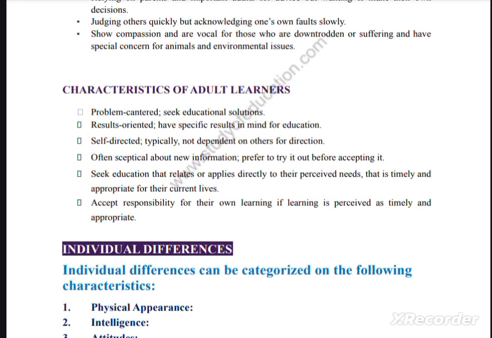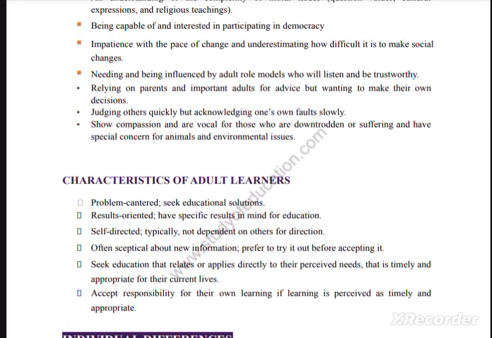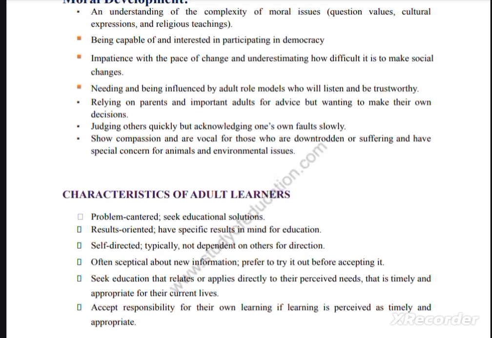So let us move to the characteristics of adult learners. When we reach adulthood, we get results-oriented behavior and results-oriented goals. They may have specific results in mind for education. And next is self-directed, typically not dependent on others for direction. Why? Because when he has converted to the adult form, he is not dependent on other persons. He takes self-responsibility on his own, and he may lead his life easily. So these are the characteristics of adult learners.